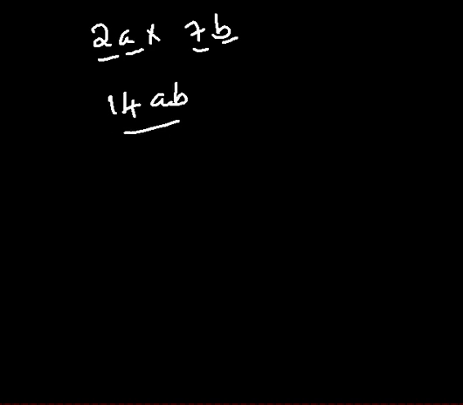And how about if we have this. Let's say we have 2a times 7b. How do you think we can have this? In this case, the numbers will multiply. We'll have 14, and the letters also have to multiply. We'll have ab. That is the solution.